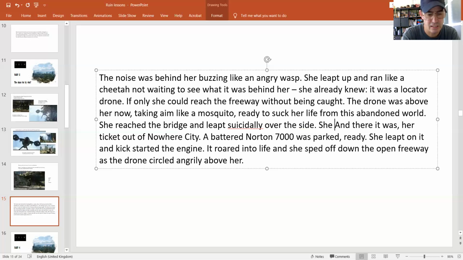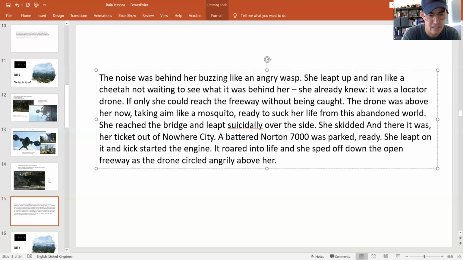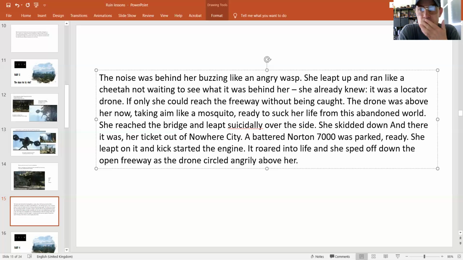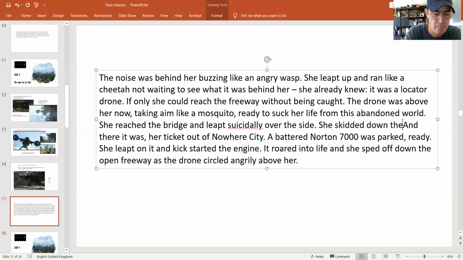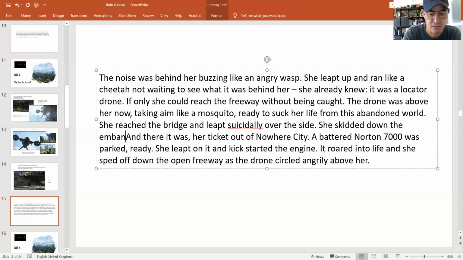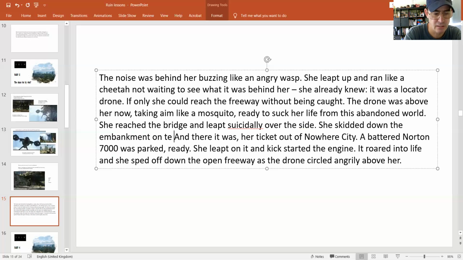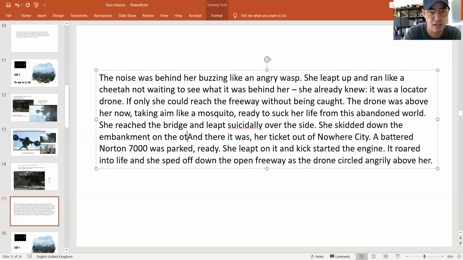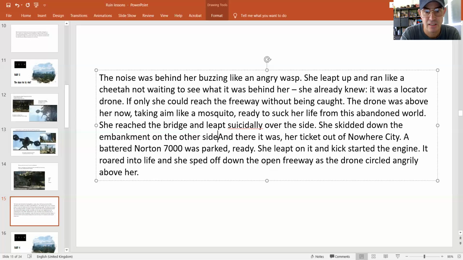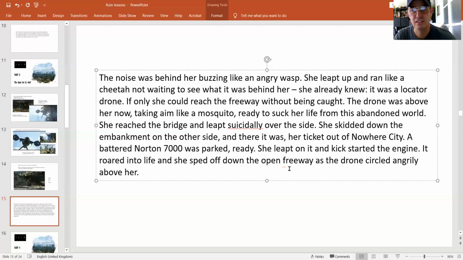So she skidded. Let's have her skidding. She skidded down. And what's that word again? She skidded down the embankments on the other side. There it was. Side. Let's break some rules here. There it was. Her ticket out of Nowhere City.